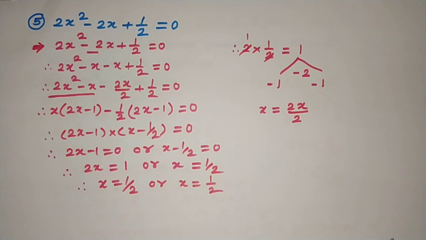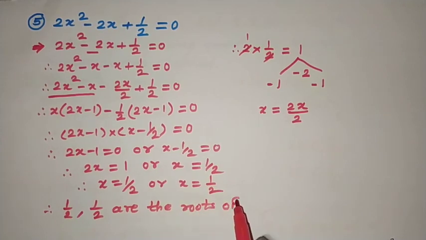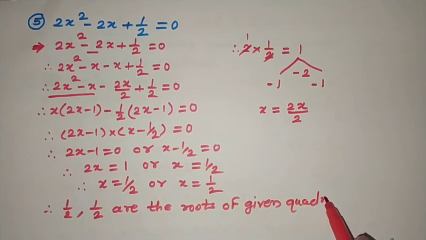1 half is the root of the given quadratic equation. Both are the same, therefore 1 half is the root of the given quadratic equation. In this type, solve the above example.